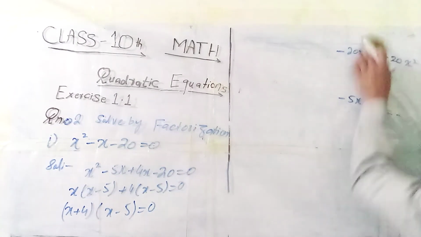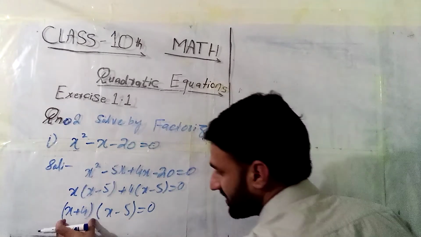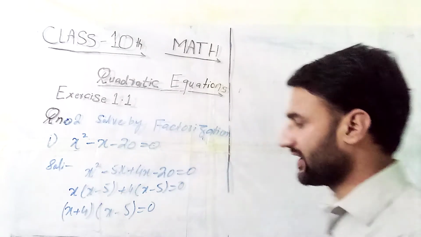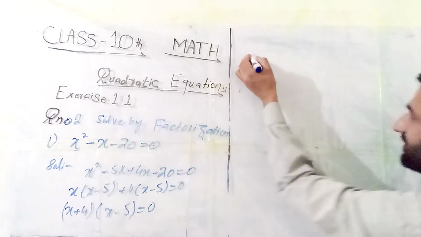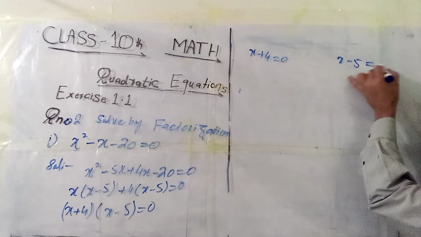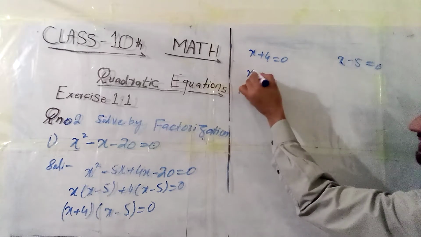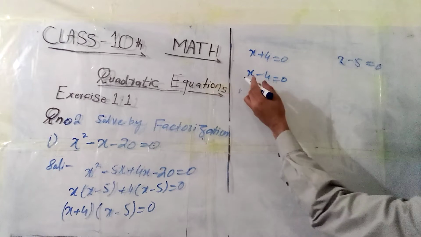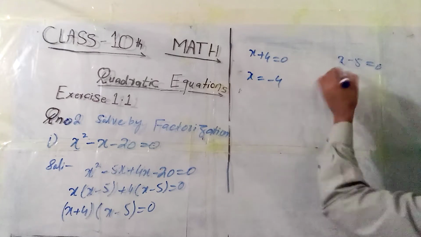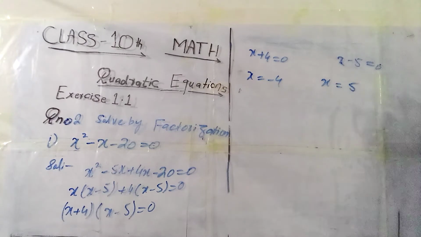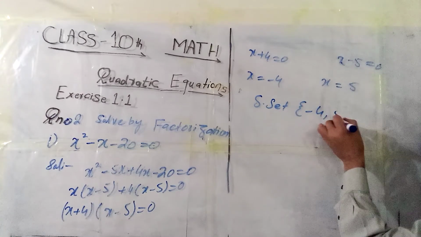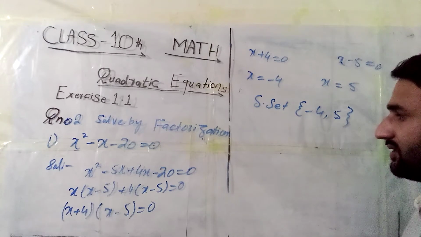So we can move forward. How can you find the solution? You know, when the product of two things is equal to 0, then we can write them separately: here x plus 4 is equal to 0, and here x minus 5 is equal to 0. So the solution will become x is equal to minus 4, and here x is equal to 5. You can also write it in solution set form: minus 4 and 5. There are two solutions.